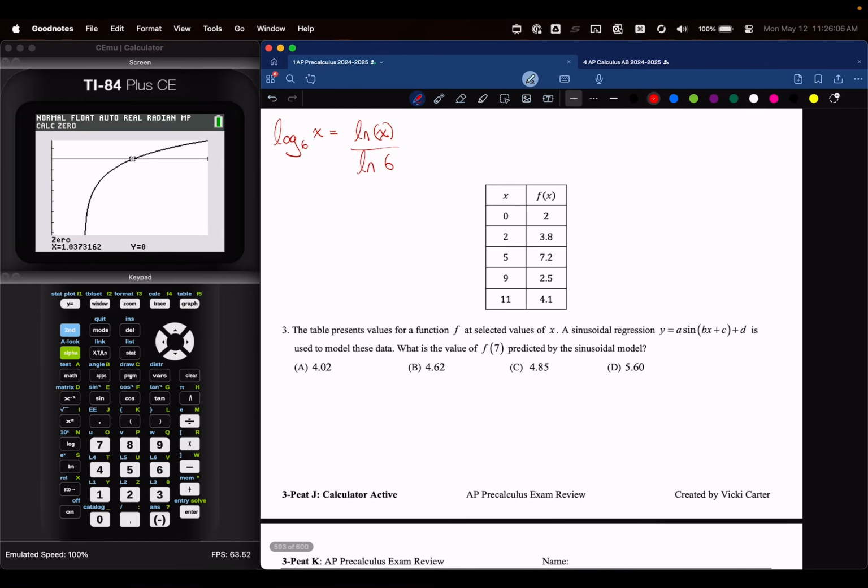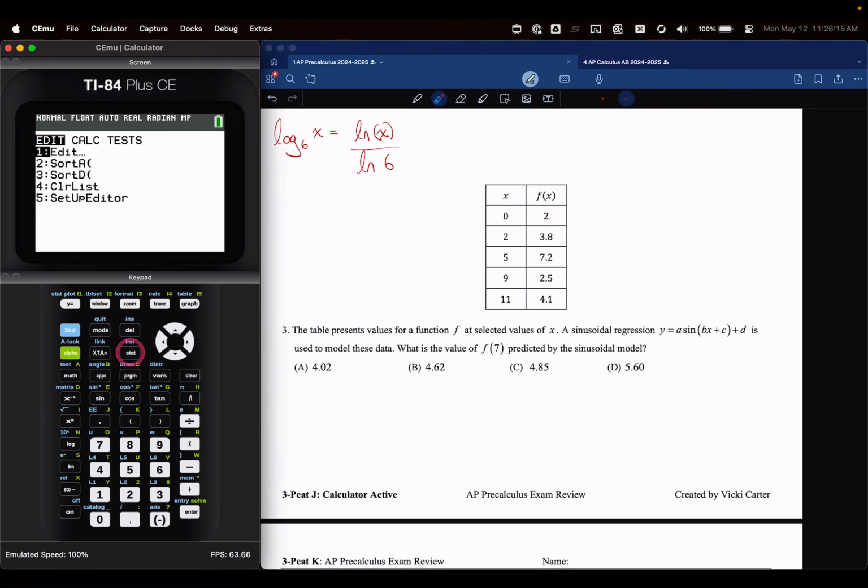Number 3, we have a sine function. We need a sinusoidal regression here, and using 7. So I'm going to have to enter all this data into a table. So I'm going to come over to my calculator, stat edit.